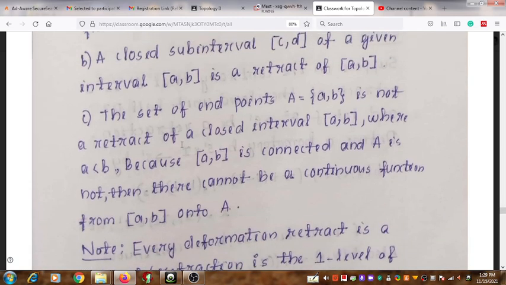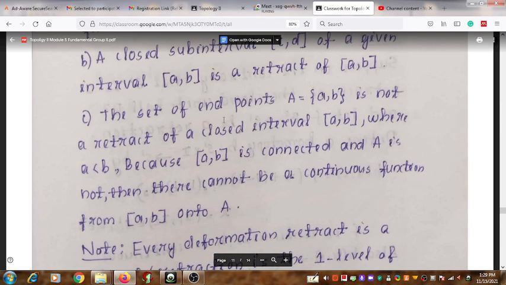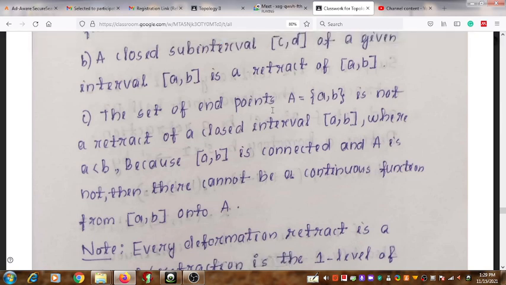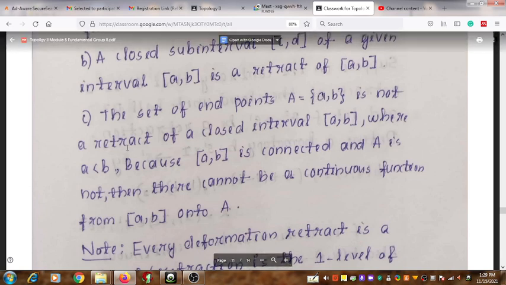Third example, the set of endpoints. The set of endpoints, that is A equal to the set {a, b}, is not a retract. So this is a non-example. It is not a retract of the closed interval [a, b].